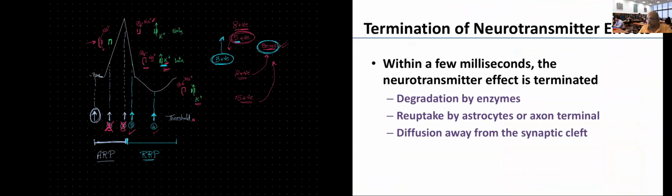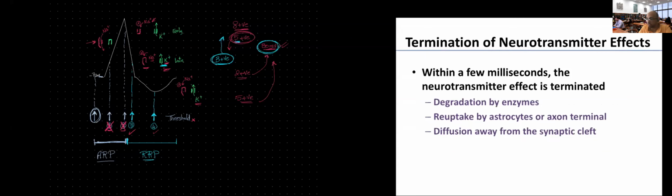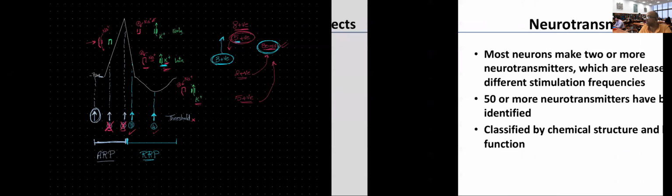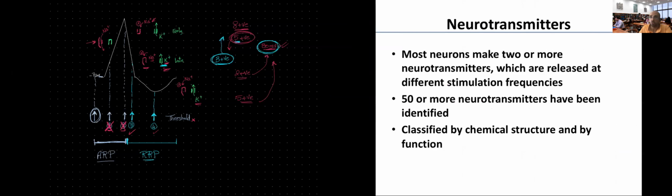How would I be terminating? There are three different means of terminating the action of the neurotransmitter: either break it down, degrade it by enzymes, reuptake it back by the axon terminal or the astrocytes, or those neurotransmitters get diffused away from the synaptic cleft, so they won't be in direct contact with their receptors, and as a result, no effect is going to result from them.